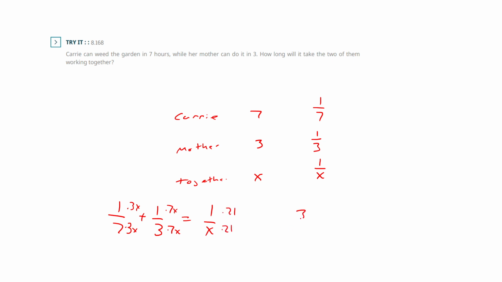So we've got 3x plus 7x equals 21, because we can now ignore the denominators. We've got 10x equals 21. So x must be 21 over 10, which would be, what would that be as a decimal? 2.1. And this is hours.